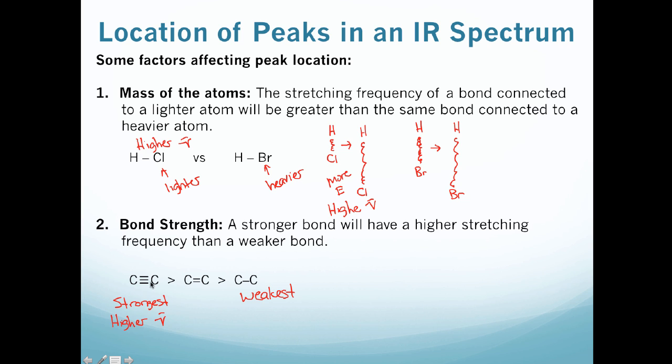Another way we can think about this in terms of springs, think of a triple bond, a stronger bond, as being a stronger spring, which requires more energy to stretch. If it requires more energy to stretch it out, then that means it's going to have a higher wave number, because higher energy equates to higher wave numbers. So you can make these analogies for various systems to figure out where things are going to stretch.